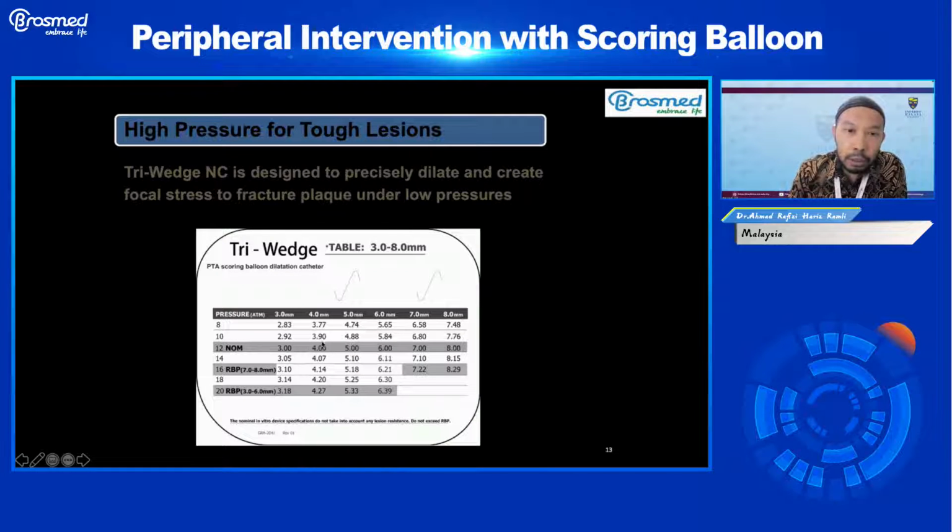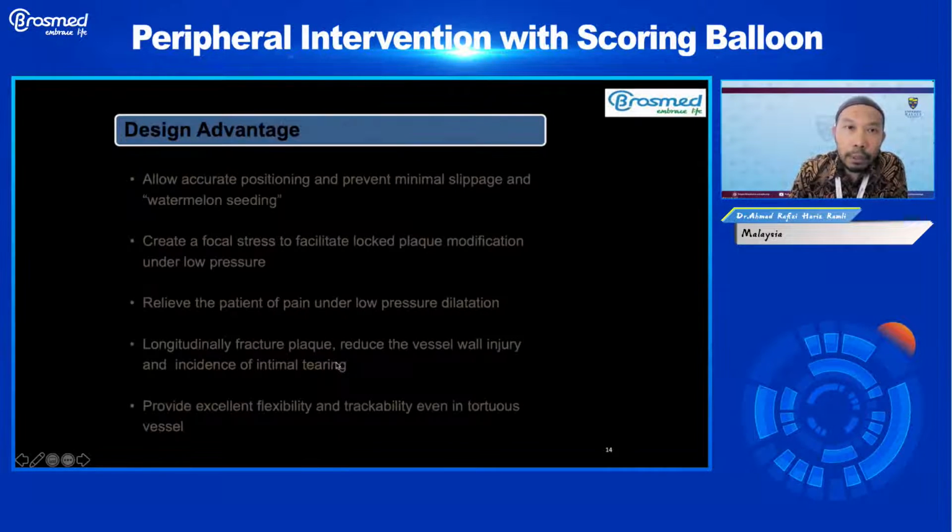Right. So you got your nominal pressure and rated burst as usual. I think normally it can go up to 20 rated bursts. Okay. So according to the company, I think the design advantage is basically allow accurate positioning, minimal slippage, watermelon seating, which I actually experienced. And it creates the focal stress to facilitate lock plug modification under low pressure.